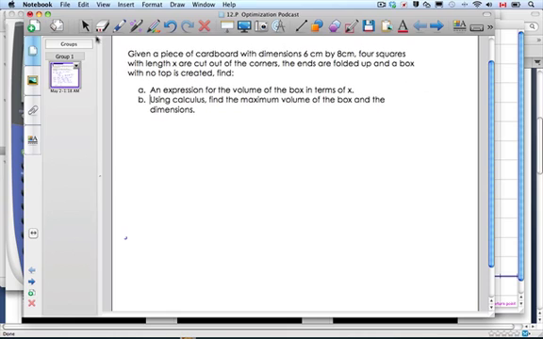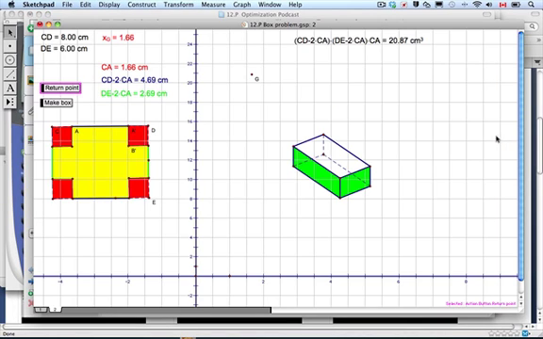With this optimization problem, we're given a piece of cardboard with dimensions 6 by 8 centimeters, and 4 squares are cut out of the corners. The corners are folded up, and a box with no top is created. So to get a sense of what it looks like.